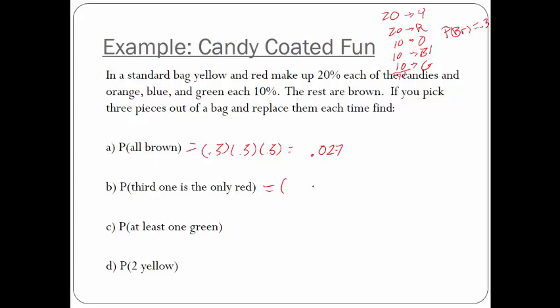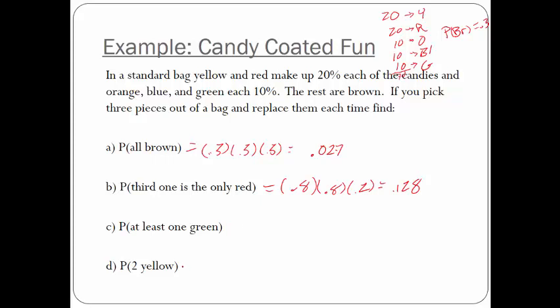And if we want not red, well, 20% are red, which means 80% are not. We go right there, and that'll be 0.128. At least one green, right? This one we're going to come back and talk about in just a minute.